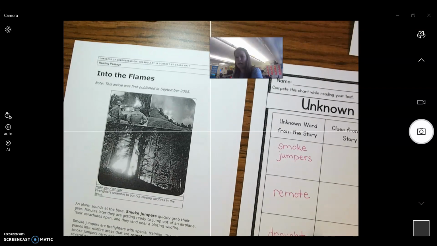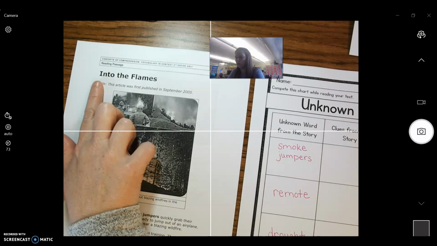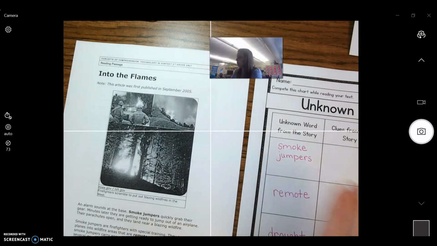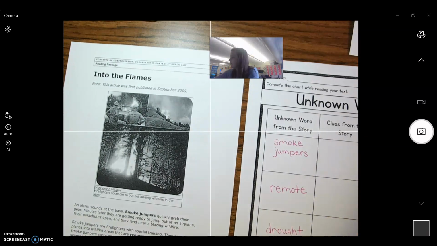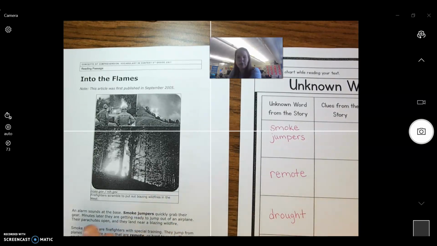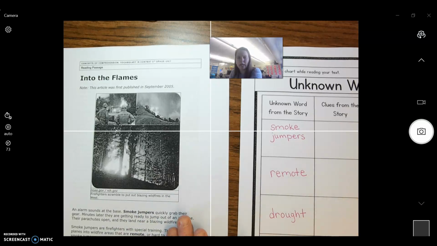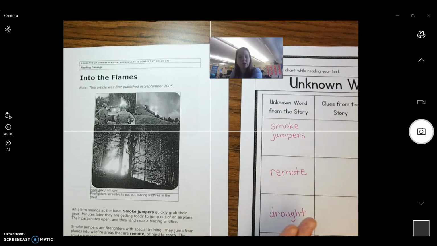Okay, so next in your packet is an article or a nonfiction story called Into the Flames. And then you should also have a graphic organizer that looks like this. Miss Esther has put them side by side, and that's going to help me be able to read and also write down some things at the same time. So go ahead and set your desk up like this, or set your materials up side by side so that you have room to work. All right, let's get started.